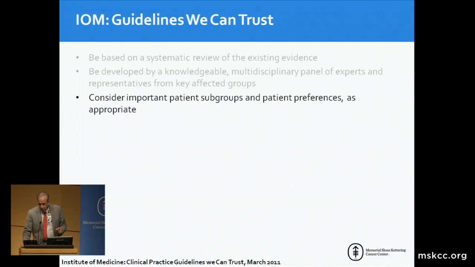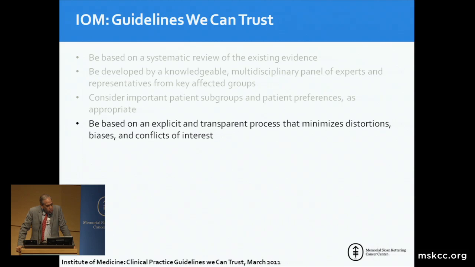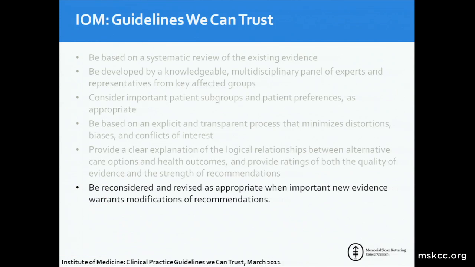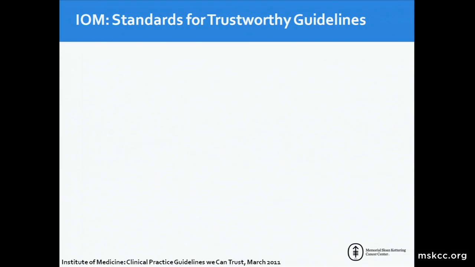Consider important subgroups and patient preferences as appropriate. And right here, we already see a conflict between the first goal, based on systematic review of existing evidence, and individual patient subgroups, because sometimes the individual patient subgroups simply do not have systematic evidence because they're too small. We want to have them based on an explicit and transparent process that minimizes distortions, biases, and conflicts of interest. Provide a clear explanation of the relationships between alternative options, and provide ratings of quality, and be reconsidered and revised as appropriate when important new evidence emerges.